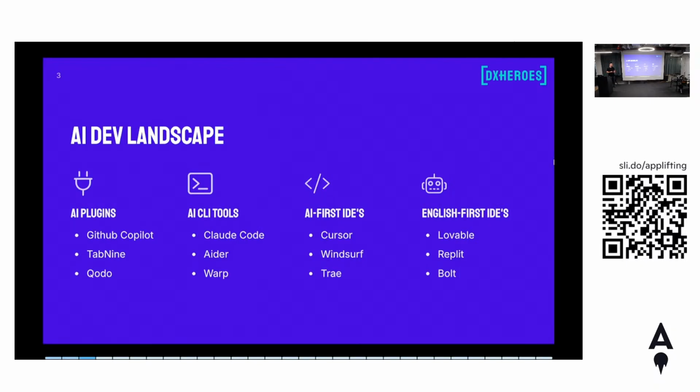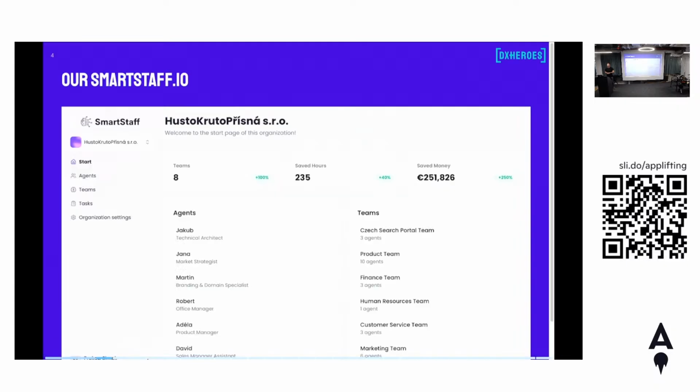Because today's AI developer landscape is quite huge. You have multiple options. Things like AI plugins, GitHub Copilot for Visual Studio Code, CLI tools like Claude Code or Aider, AI-first IDEs like Cursor, and what I call English-first IDEs like Lovable, where you can build full-stack applications with a few prompts and eventually export the code for further development. And at DX Heroes, we currently use mostly Cursor for most of our software development. And we use it to build our application, smartstuff.io.